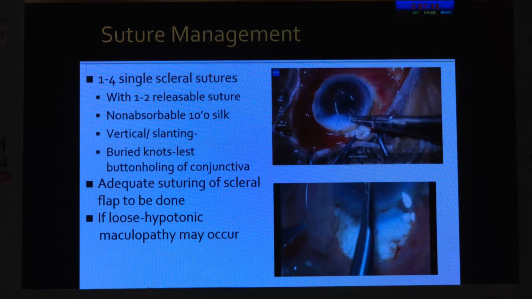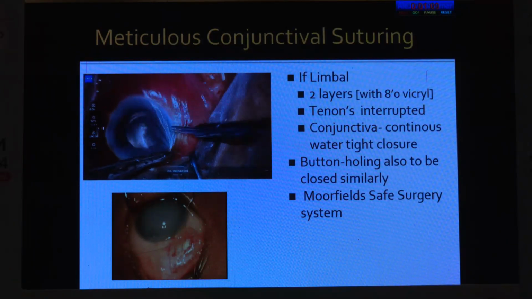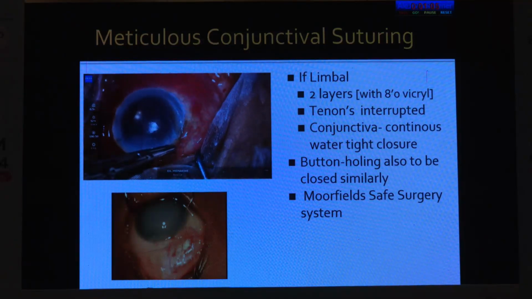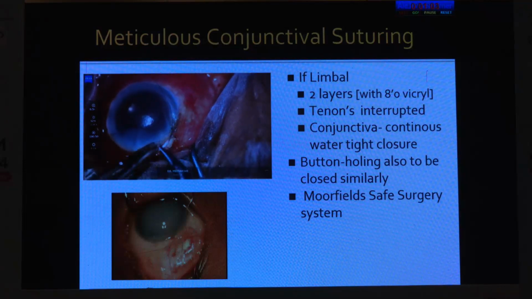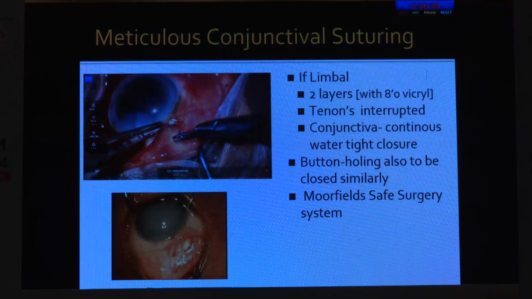Then coming to meticulous conjunctival suturing. If it is limbal, then you do it in 2 layers. When it is fornix based, you do it in such a manner that you put 2 mattress sutures on the side and bury the knot.